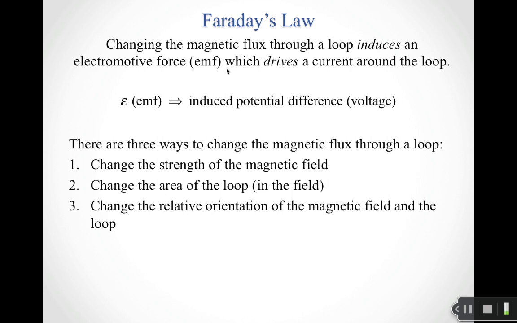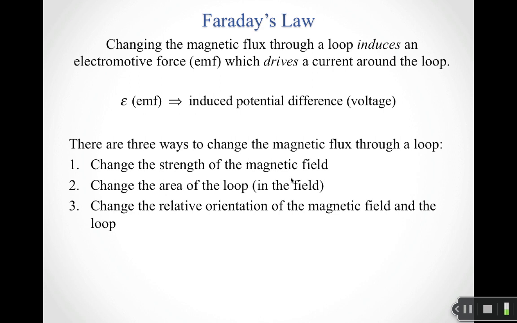From what we learned about the magnetic flux, we said there are three ways that you can change the magnetic flux through a loop. You can change the strength of the magnetic field, make it stronger, make it weaker. You can change the area of the loop. You can do this by literally changing the area of the loop, making it bigger, making it smaller, or you can change the area of the loop that's in the field.